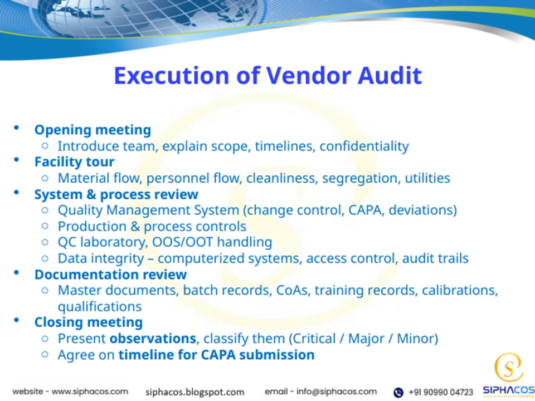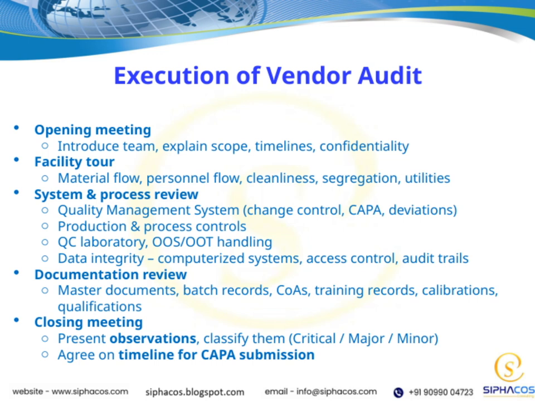These elements are crucial for maintaining quality and compliance in the operation. Then, we review the system and processes in place. We'll focus on the quality management system, looking at how change controls, CAPA, and deviations are handled. This helps us understand how the organization manages quality and continuous improvement.